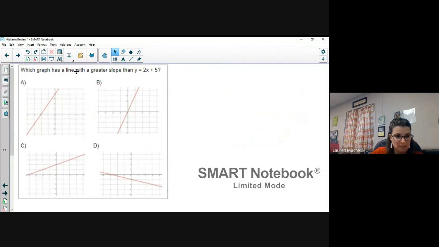Which graph has a line with a greater slope than 2x + 5? A greater slope than 2x + 5. Well, if you look at this equation, I want a greater slope than this one. What is the slope of that equation? The slope is 2 over 1. So I want to look at which one has a bigger slope.